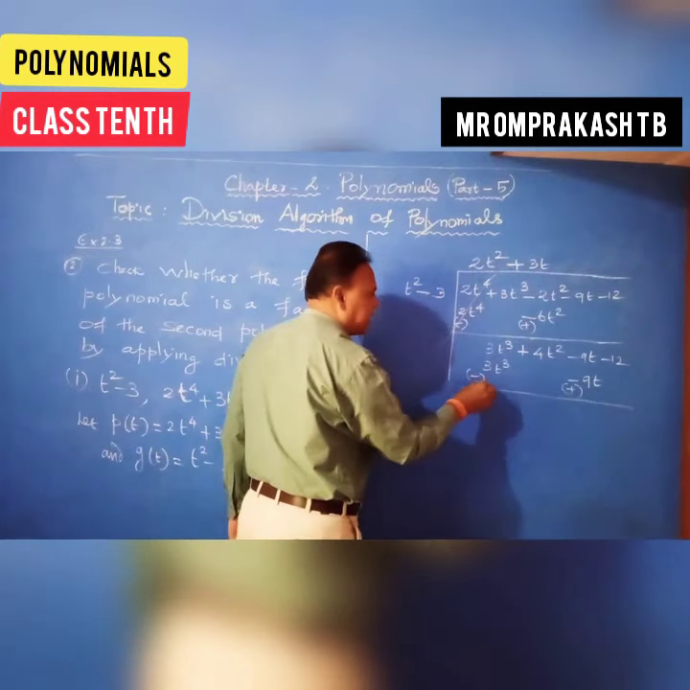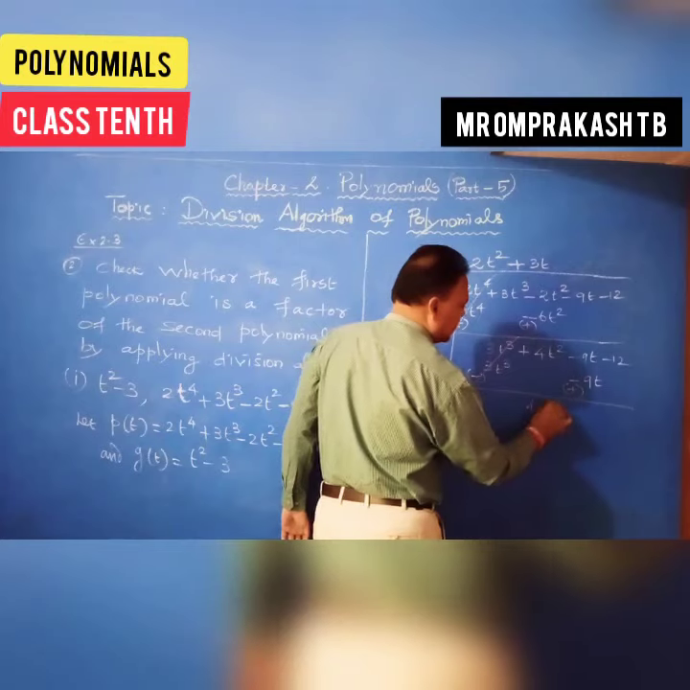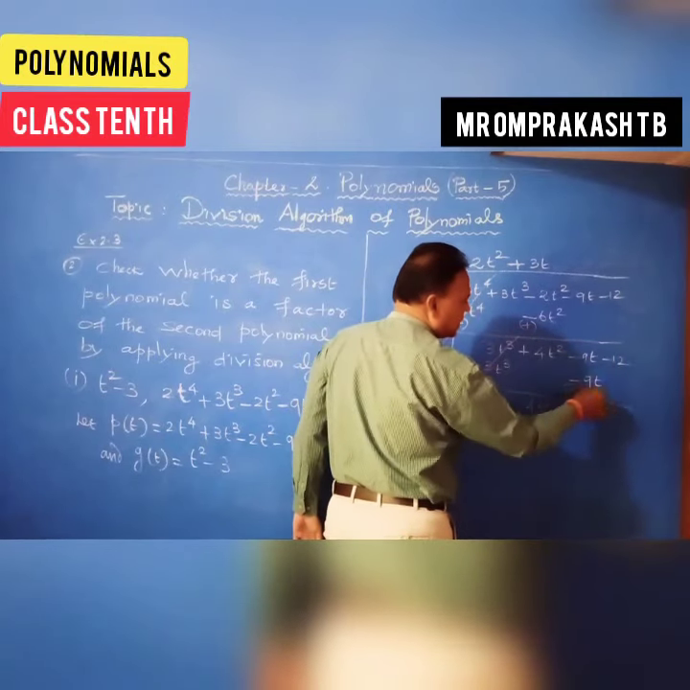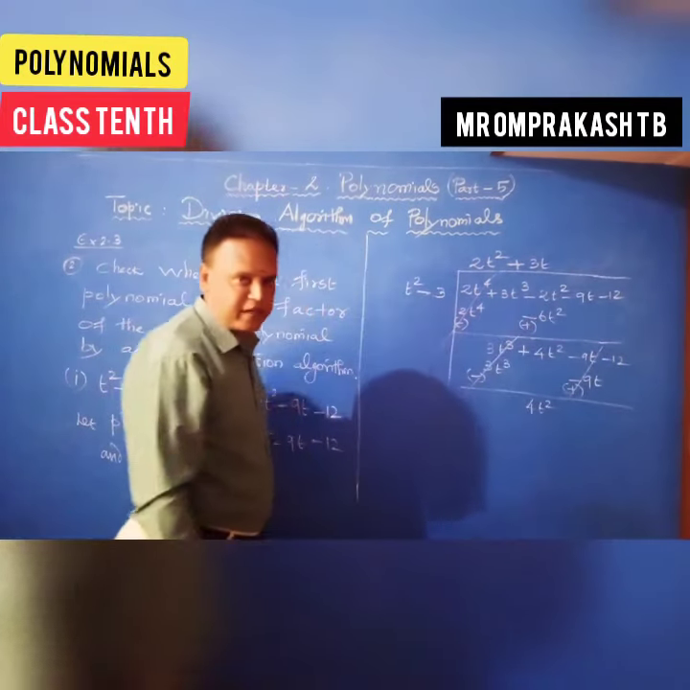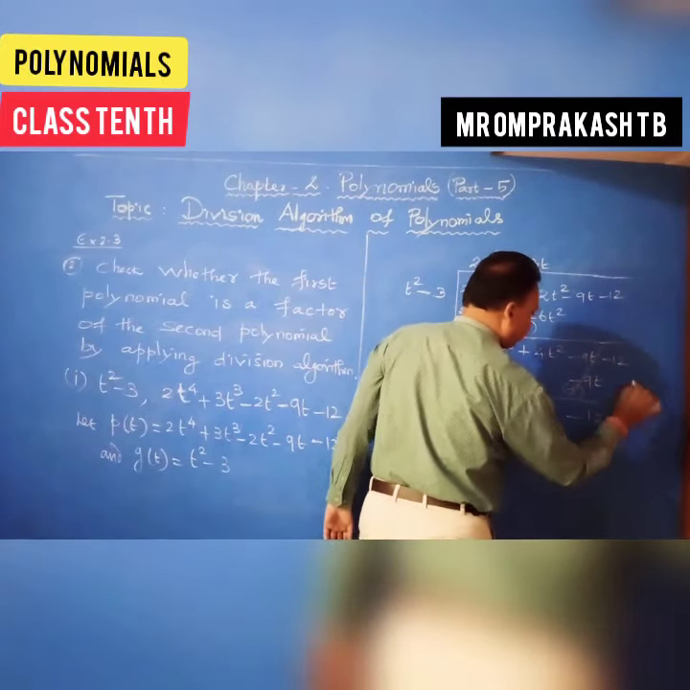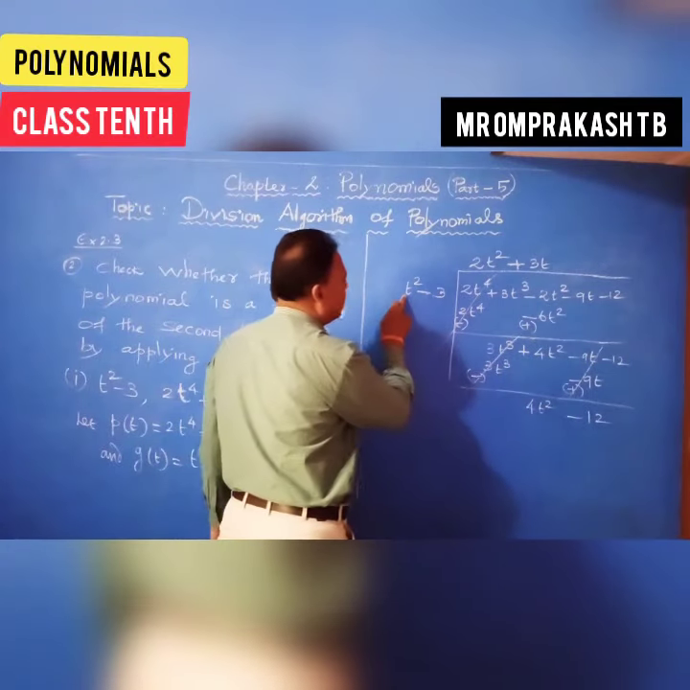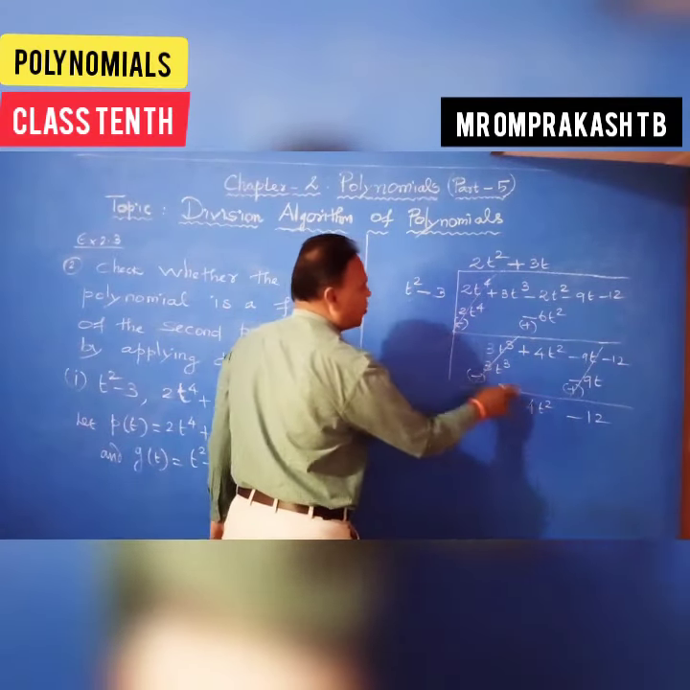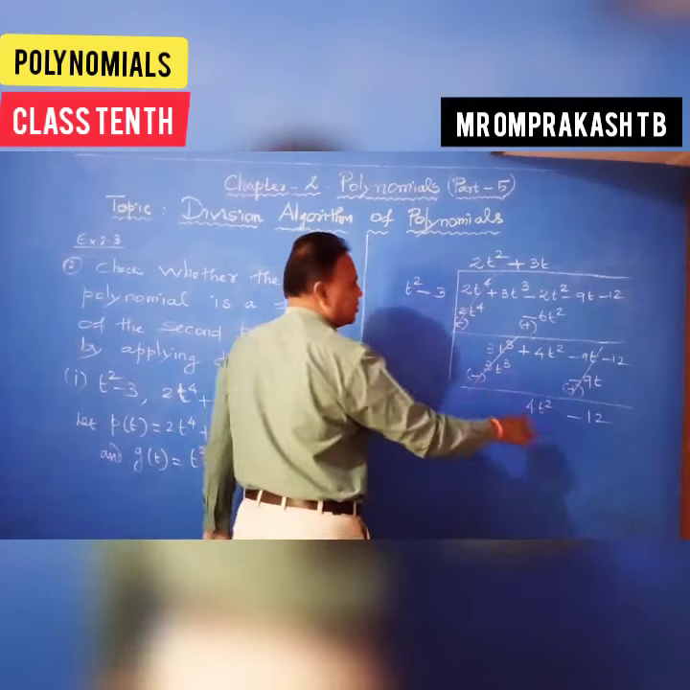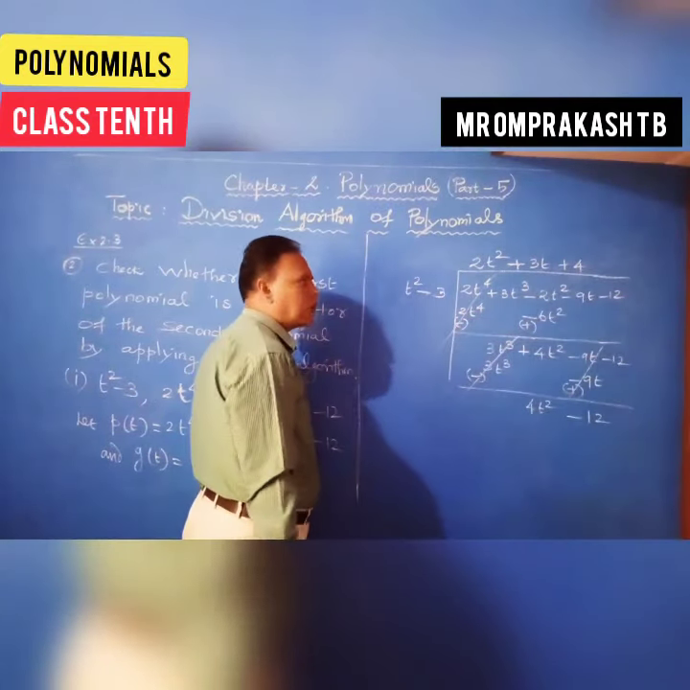Plus 1 minus 1, it will be eliminated. Now 4t^2. Here also minus 9t plus 9t, this also eliminated. Now minus 12 bring down here. Understand? Now again first term by first term, divide 4t^2 by t^2, t^2 and t^2 cancel. So 4, write it here. Plus 4, write it here.